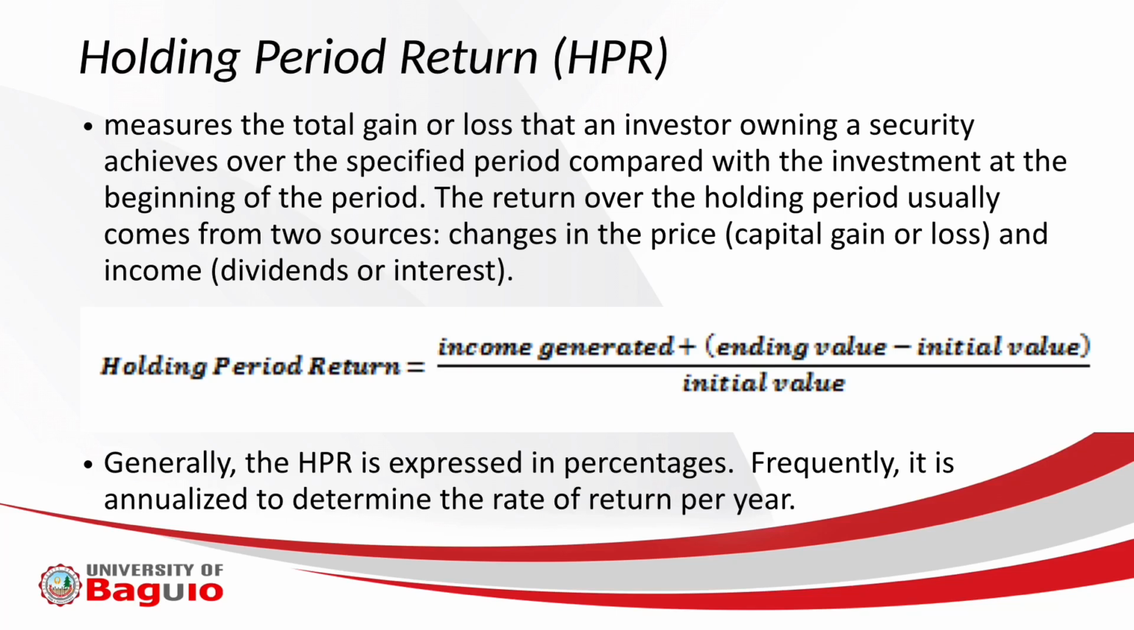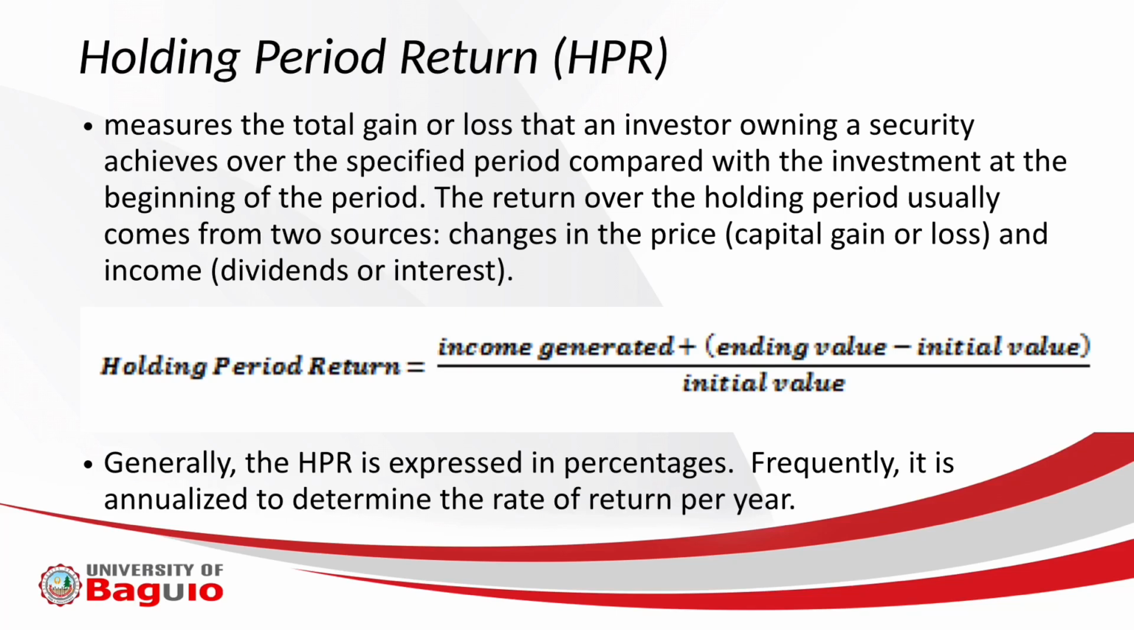Look at our formula. Holding period return is equal to income generated plus the difference between ending value and initial value, divided by the initial value. The income generated refers to any income earned during the period, which may be in the form of dividends or interest. Ending value refers to the value of the asset or the portfolio at the end of that period. And the initial value refers to the value of the asset or portfolio at the beginning of the period.